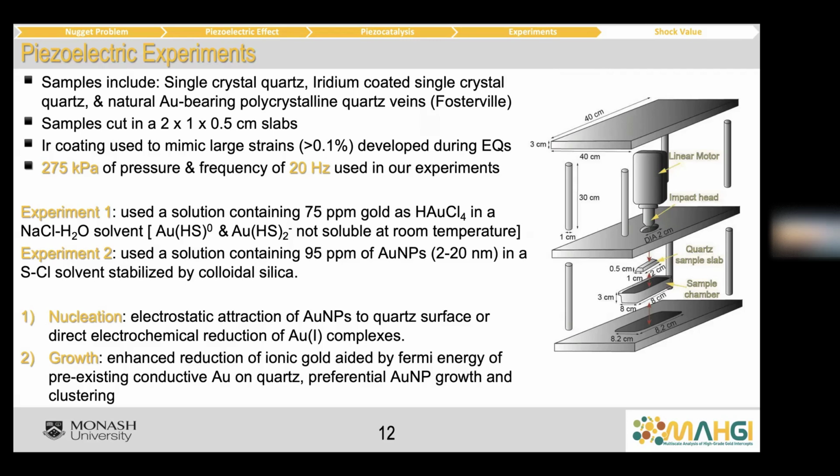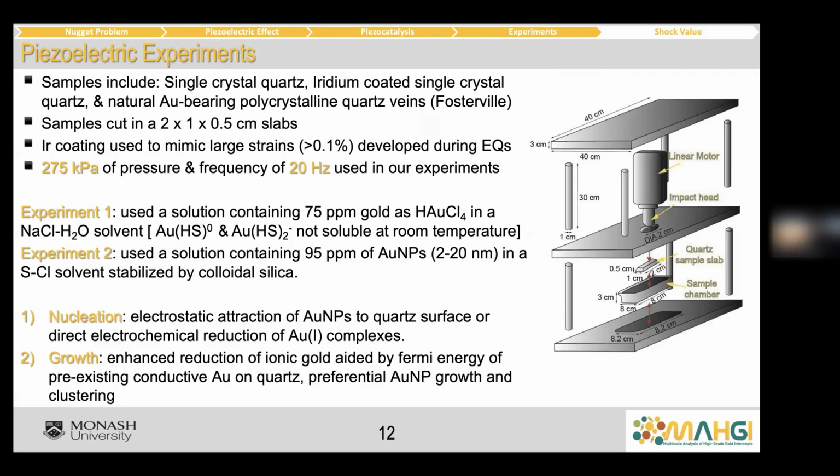And we had to use a sodium chloride solution for this. AuHS and AuHS2 are not soluble at room temperature. So if you try to use the sulfide solutions for this, you're going to get a positive result whether it's true or not, so you're wasting your time. So I had to use the chloride solution instead.